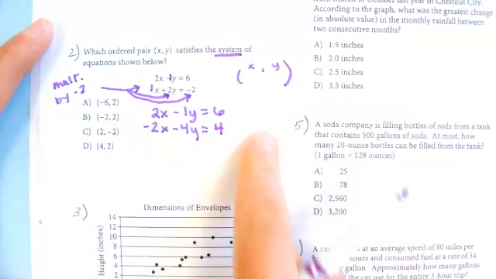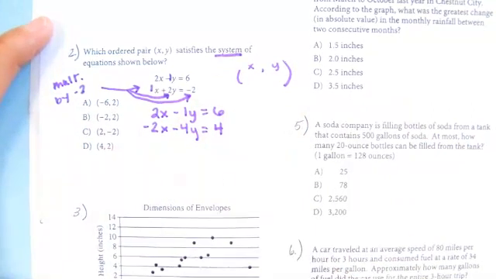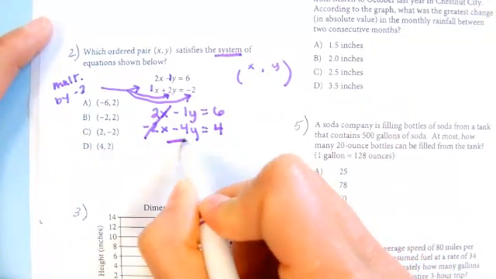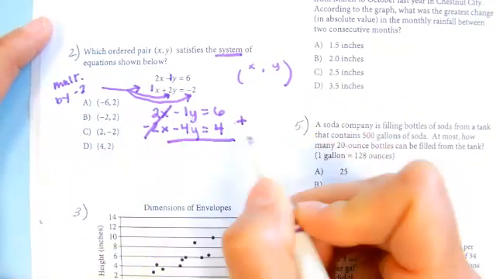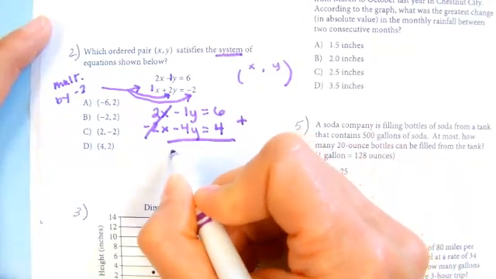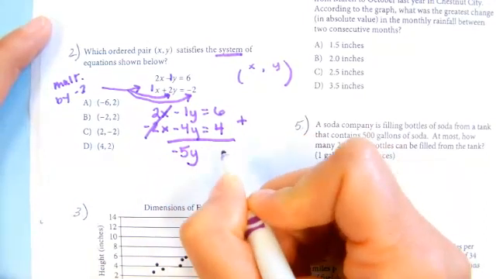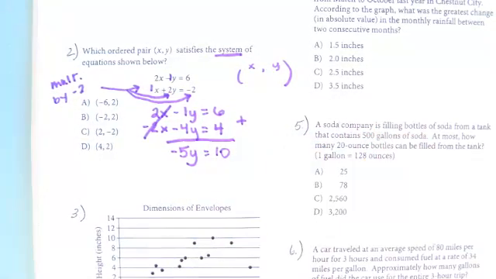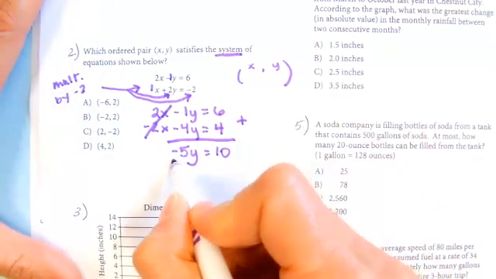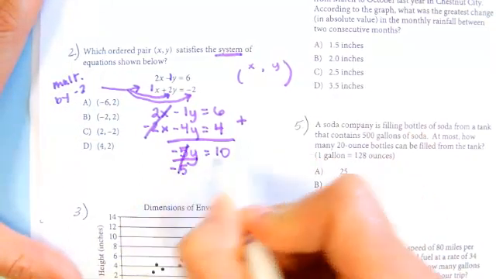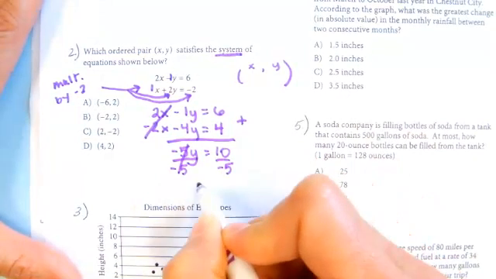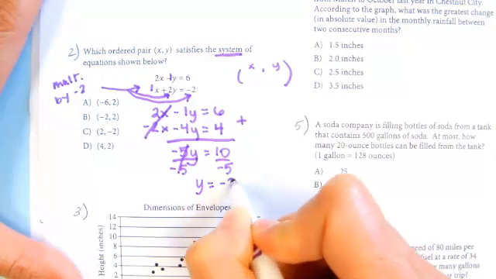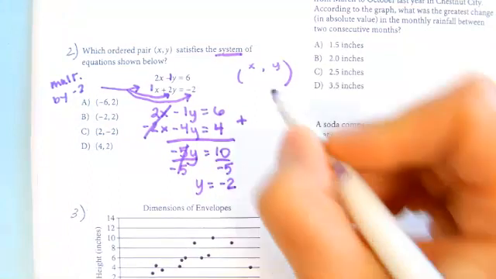And then when I look at this, okay, now I can eliminate. So that means I'm going to cross these out. And what do I do next? I add. And so -1y plus -4y is going to give me -5y. And then I'm going to add 6 plus 4 and get 10. And now I want to solve for y, okay? And so if I do that, I want to divide by -5 and divide by -5, and I get y equals -2. Now, which one is that?